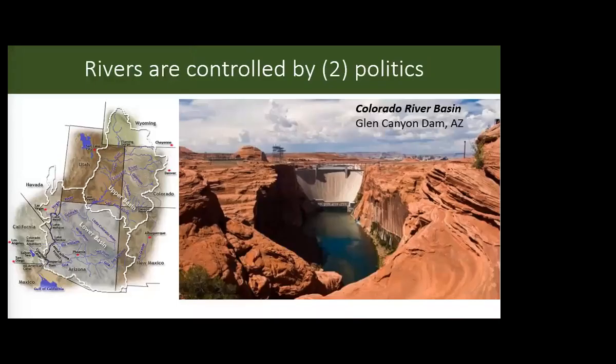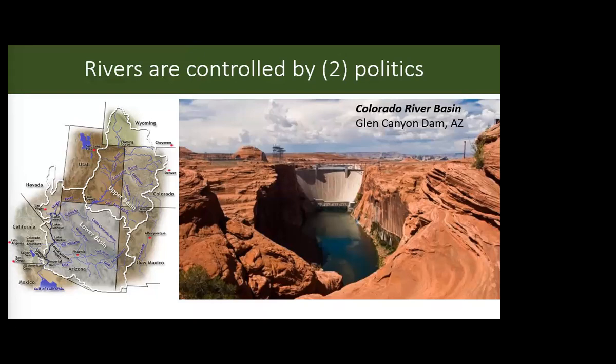Second one is politics. This is the Hoover Dam. Oh, sorry, no, that's not Hoover, that's Glen Canyon Dam. Hoover Dam is up a little more in Nevada. But both are on the Colorado River.